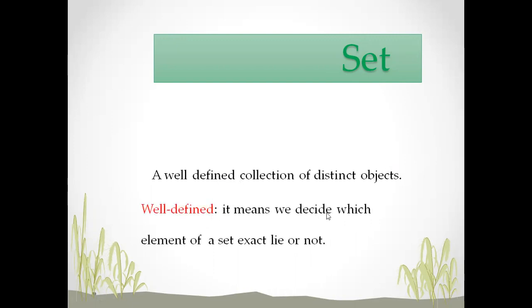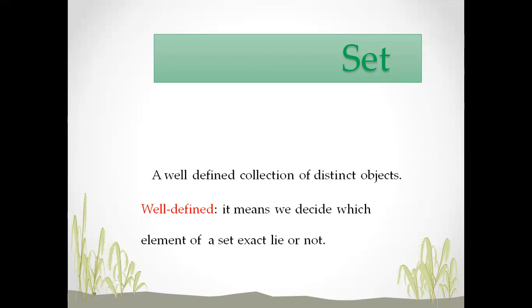Well-defined means we can decide which elements exactly lie in the set and which do not. For example, we have a set of the first 5 numbers, and we clearly say that 7 and 8 do not belong to it because we have the collection of the first 5 numbers. So here we clearly define which element lies in it and which does not.